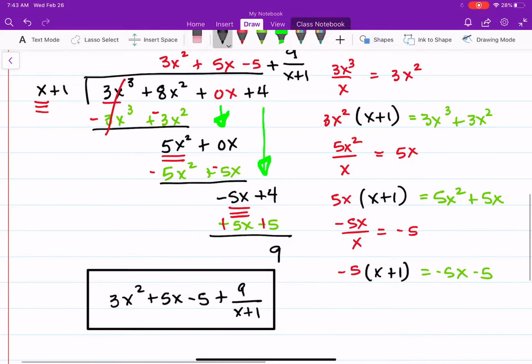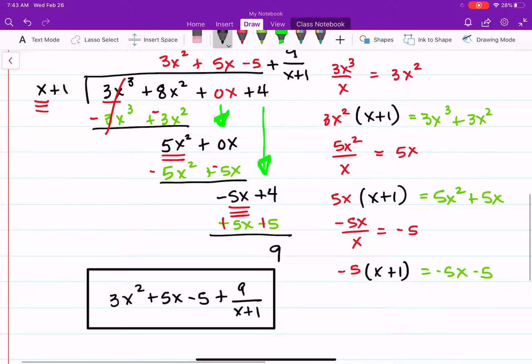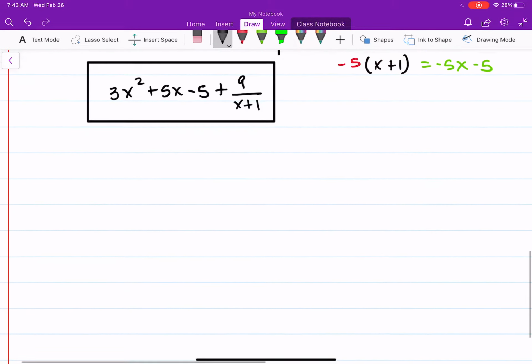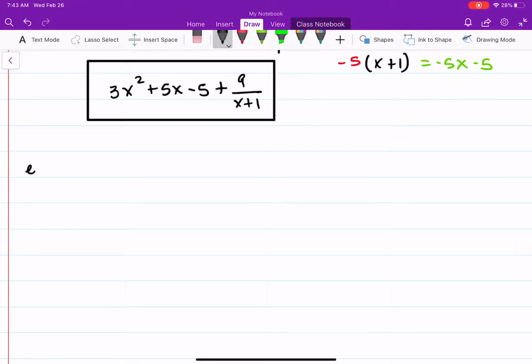Let me see here. Should we do one more example? Let's do one more example. So example 3 now. All right.